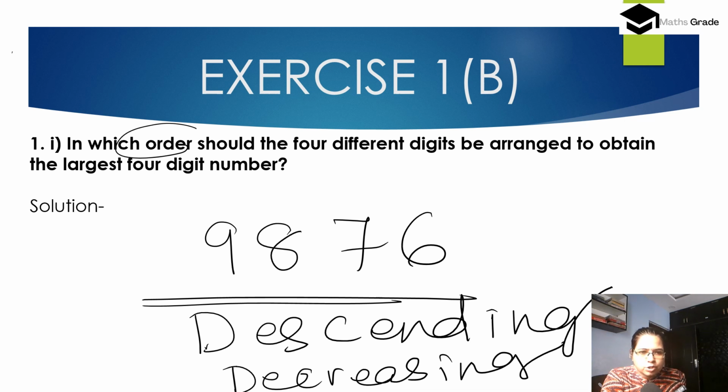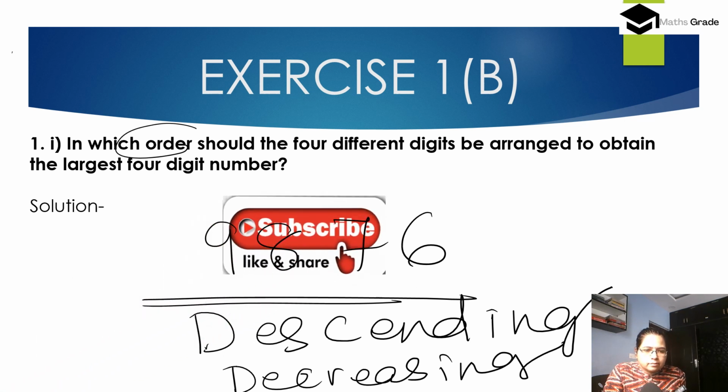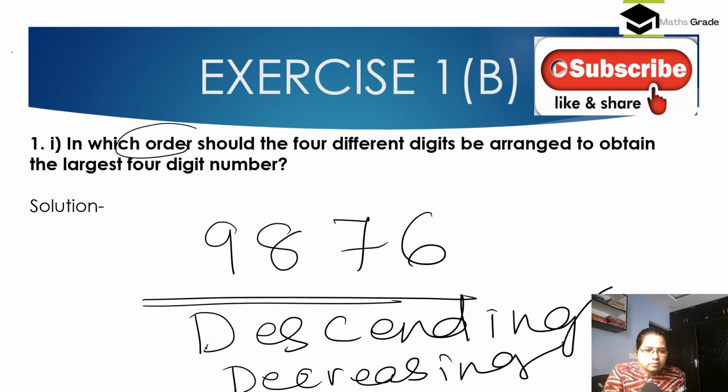Question number 1 is, in which order should the 4 digits be arranged to obtain the largest 4-digit number? So this largest 4-digit number is 9, then the next digit is 8, then 7, then 6. So it will be 9876, and the order will be descending order or decreasing order.